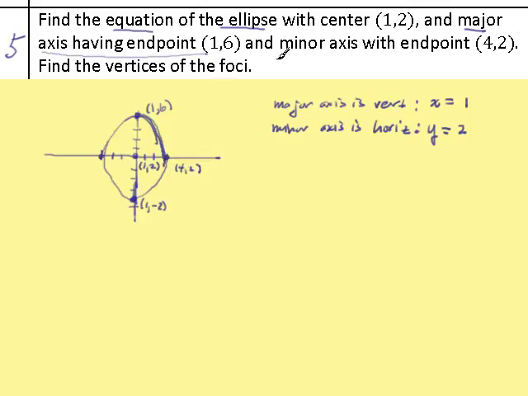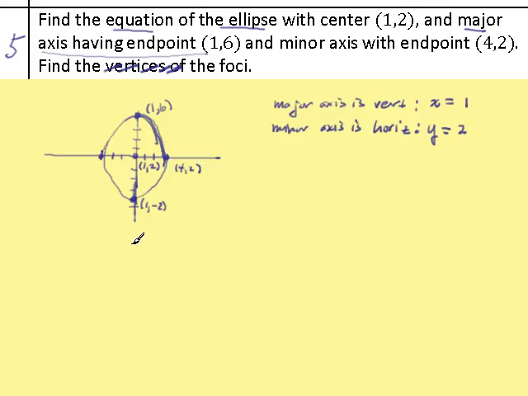Okay, we want the equation of the ellipse. Well, we were given the vertex. Okay, this says find the vertices of the foci. That's not what I meant there. Just find the coordinates of the foci. Just find the foci. That's what that should read. Find the foci.